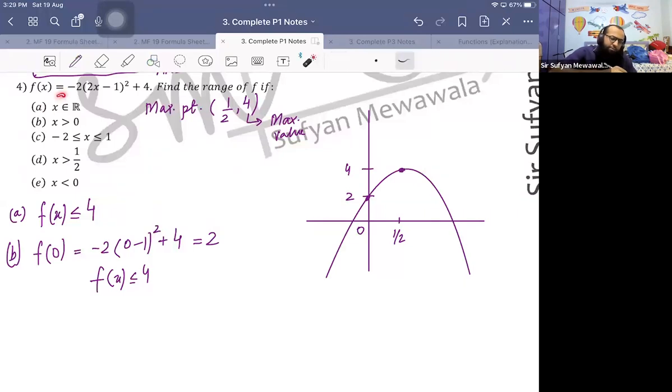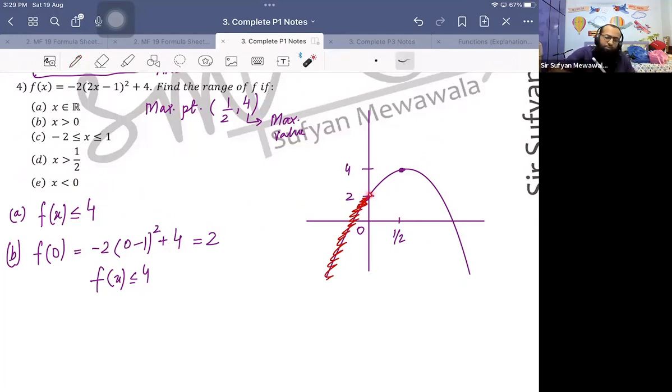If the domain is x belongs to real numbers, the range is less than equal to 4. If the domain is greater than 0, then this part will not be applicable. This part will not be applicable. For every part I will make changes in the graph, so do watch. For part B, this part will not be applicable. I have cancelled it with red. So only this is applicable. This also got cut. Right, the applicability is from here.